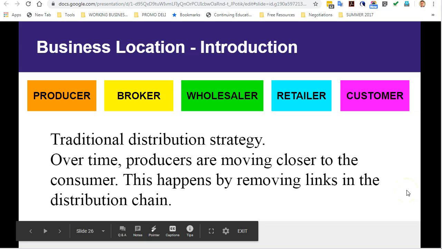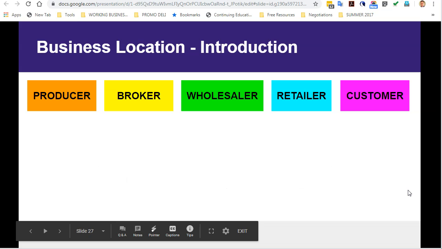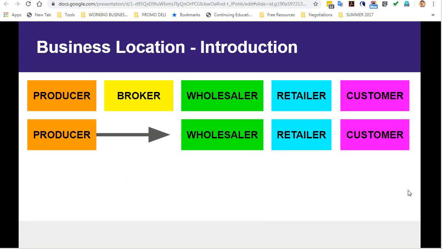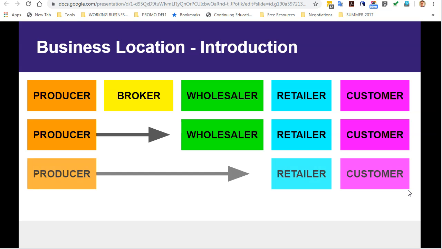Over time, producers are moving closer to the customer. This happens by removing links in the distribution chain. So you might find that a broker is not necessary because a business can use the internet to look up local wholesalers or nationwide wholesalers and contact them. So we don't need a broker anymore.